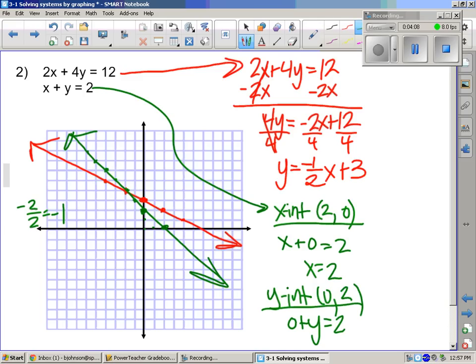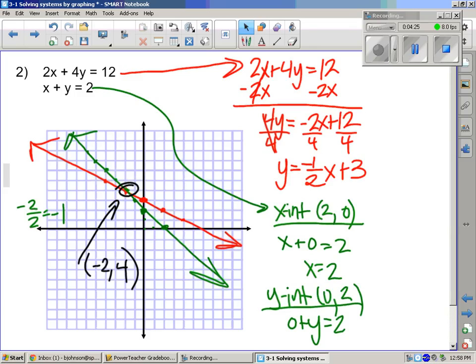Okay, there are my two lines. There's the cross, and that happens at -2, +4 for our solution. And remember, you can always plug those x and y values in to double check.